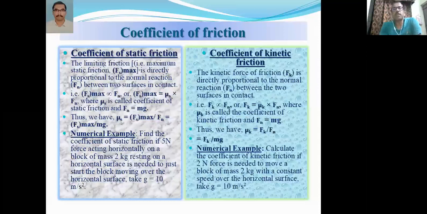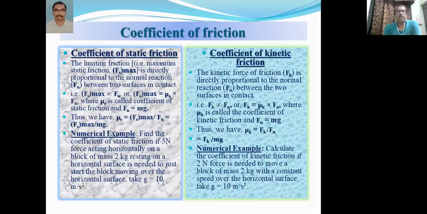So I have compared these two coefficients of friction: one is the coefficient of static friction, another is the coefficient of kinetic friction. The limiting force of friction, that is Fs max, is directly proportional to the normal reaction force Fn, or Fs max equals some constant mu s into Fn, where mu s is called the coefficient of static friction. And Fn is equal to mg, so mu s equals Fs max by mg.